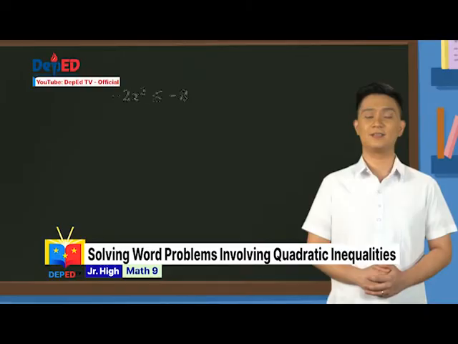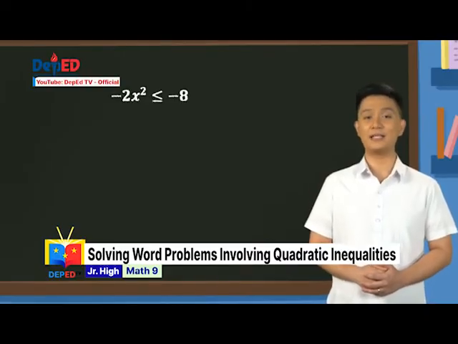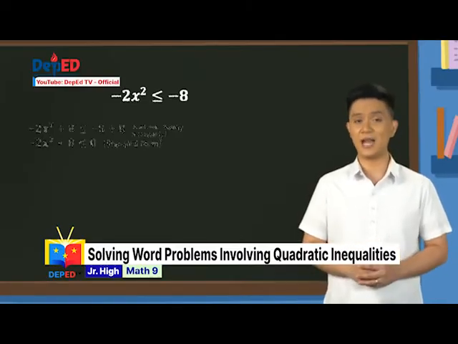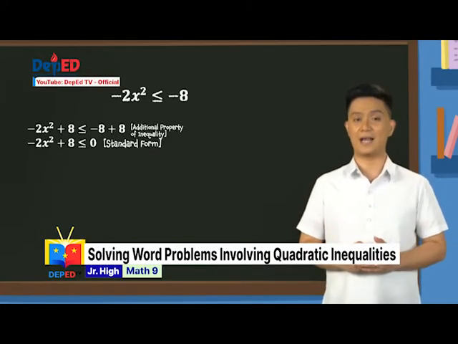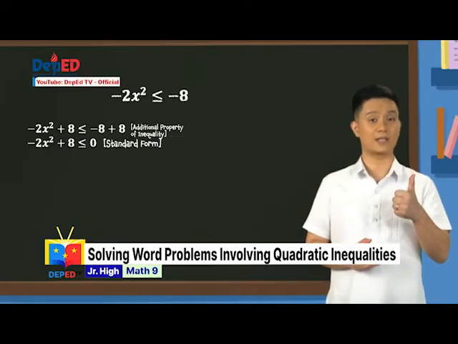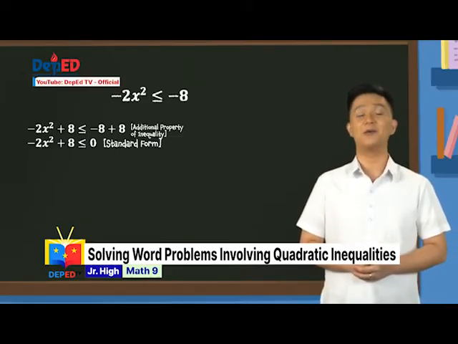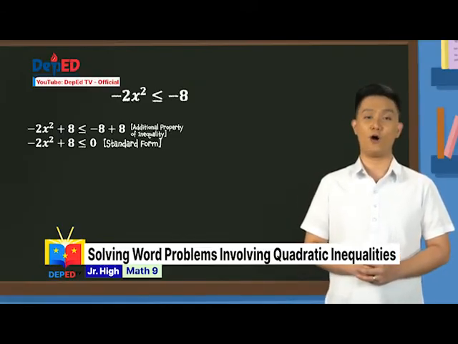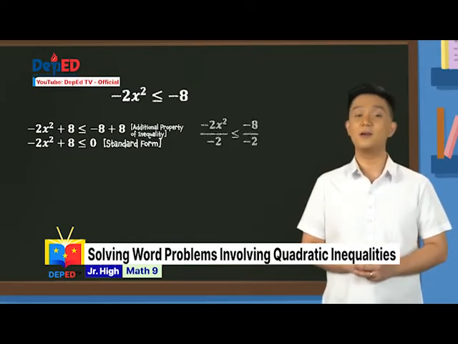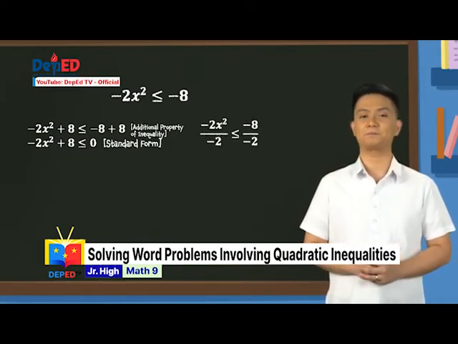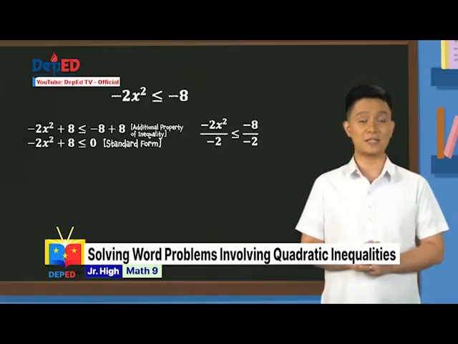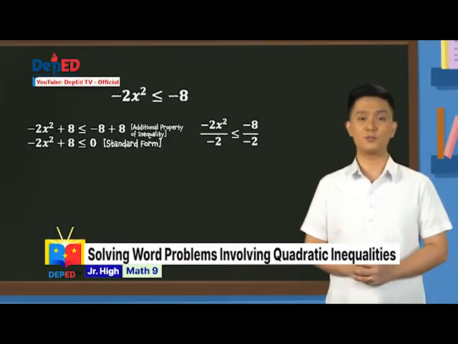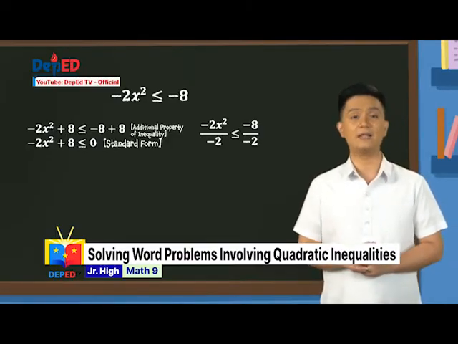Item number 1. The inequality, negative 2x squared is less than or equal to negative 8. Some of you might suggest that we increase both sides by 8. Yes, that is correct. Negative 2x squared plus 8 less than or equal to 0 is the standard form of this inequality. But we can also do the following. We may make the coefficient of x squared positive. Also, negative 2 and negative 8 are both even integers.